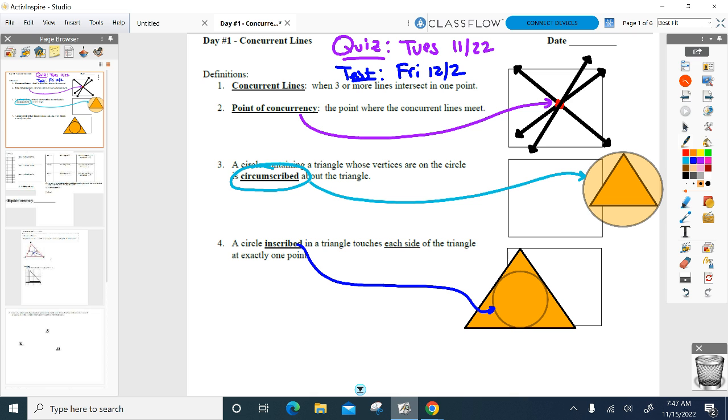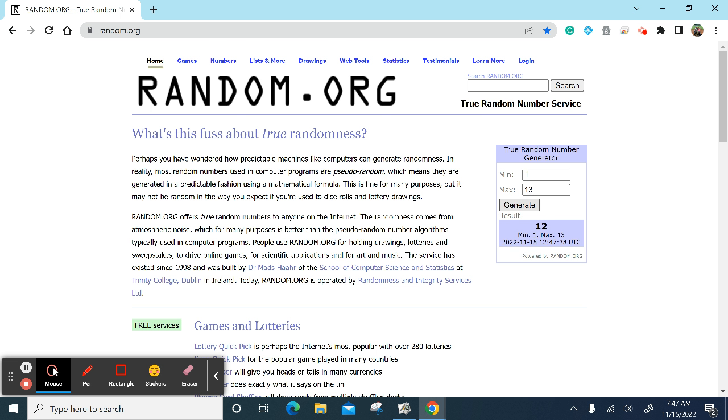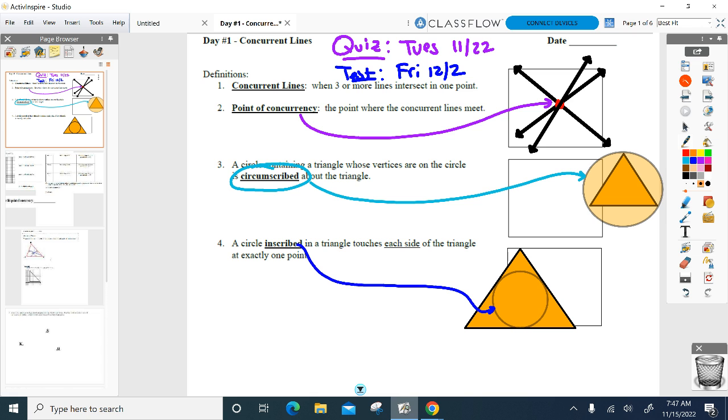In my diagram here, what about the triangle? Is this triangle inscribed or circumscribed down here? 12, inscribed or circumscribed, this triangle? Circumscribed. It's on the outside.